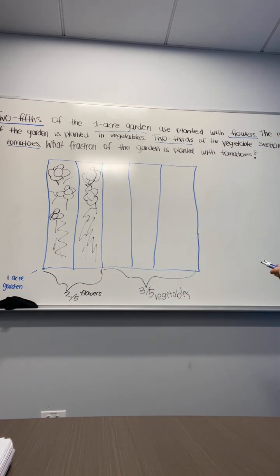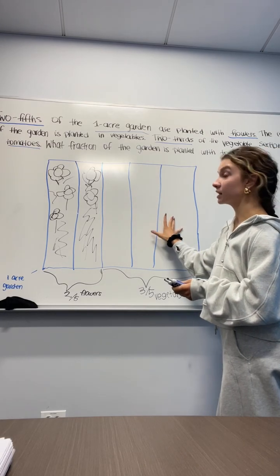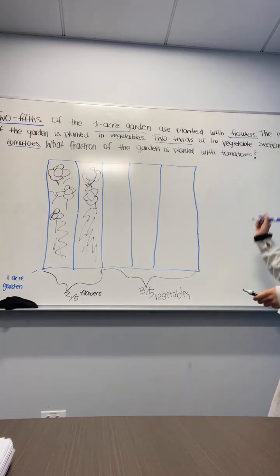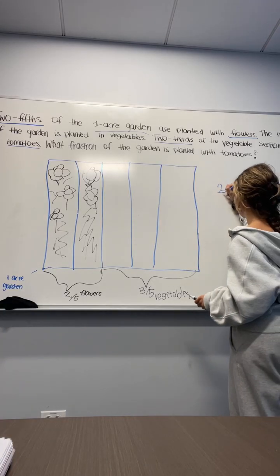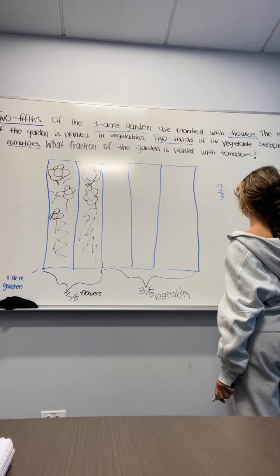Okay, so it says 2/3 of the vegetable section is tomatoes, right? So this is our vegetable section, and it claims that 2/3 is tomatoes.